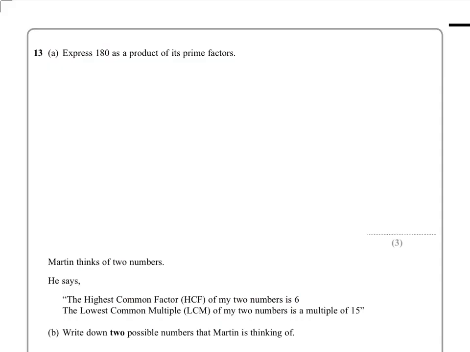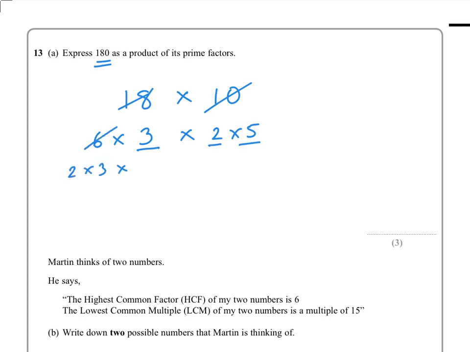Express 180 as a product of its prime factors. Well, a way that I like doing this is to say to my students, just try and write anything. So 18 times 10, is that good enough? Yes, it is. And then just break those numbers down. So 10 is 2 times 5. Are they both prime numbers? Yes, they are. So that's done. And then 18, just break it down to the first that comes to mind. 6 times 3. Is 3 prime? Yes. So these are all nice and prime. And then the 6 is just 2 times 3.